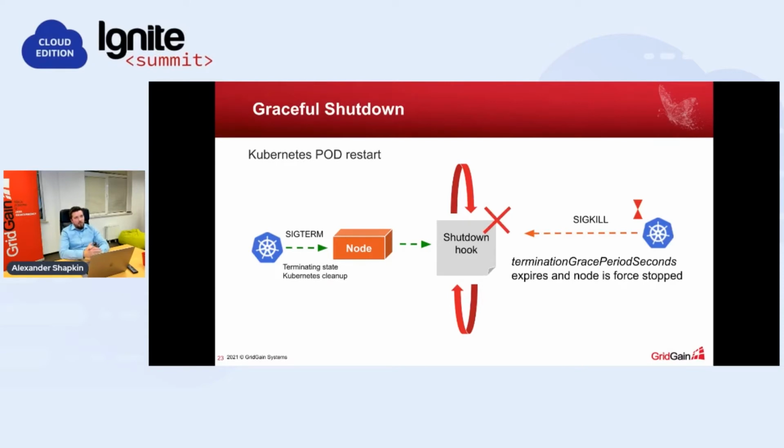But it is worth mentioning that shutdown hook execution might take a while, and Kubernetes has a special termination grace period timeout. It means when this timeout expires and the pod hasn't been deleted yet, Kubernetes will send a kill signal to the pod, which means it is force killing the pod non-gracefully. That's why it is recommended to set this timeout to some big value.